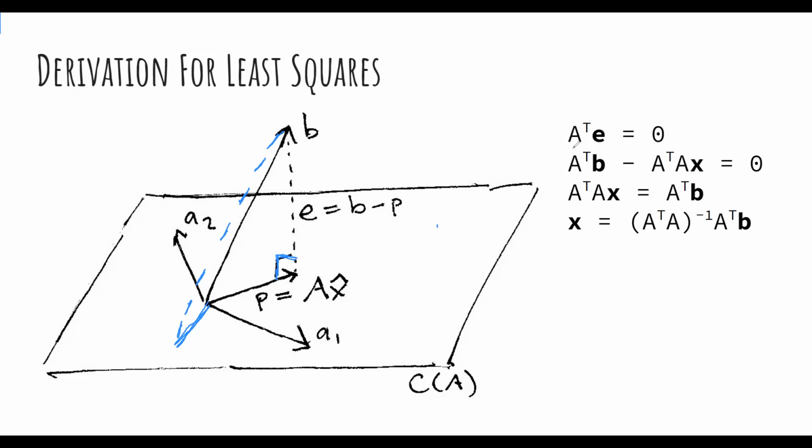So if they are perpendicular, we know they must satisfy this because they're orthogonal: A transpose e equals 0. From there, we can rewrite e as b minus A x hat. Sorry, I couldn't do the x hats in slides, it wasn't letting me, but imagine there are x hats here. Anyways, so we have A transpose b minus A transpose A x hat equals 0. From there, we can move around terms, and we end up getting this magic formula for least squares: x hat equals (A transpose A) inverse A transpose b.